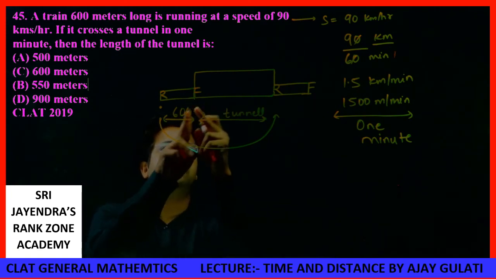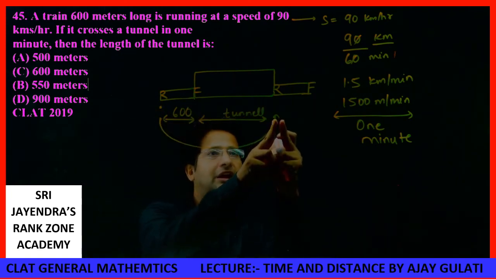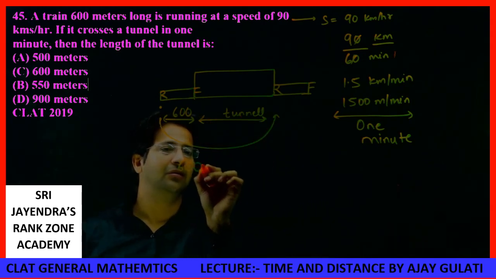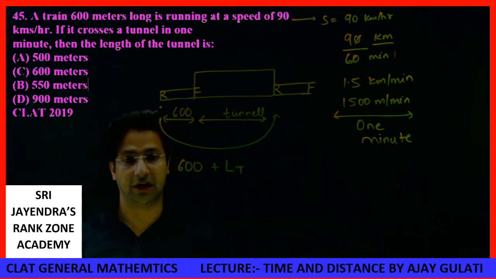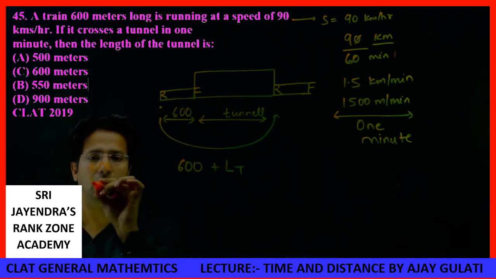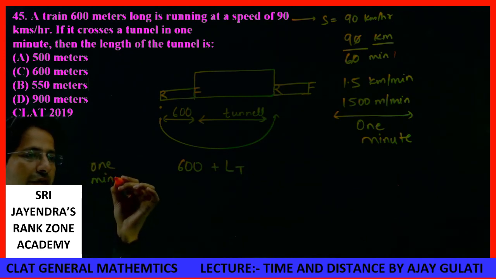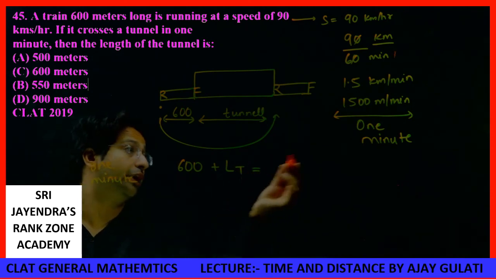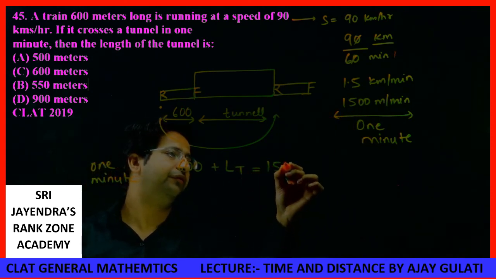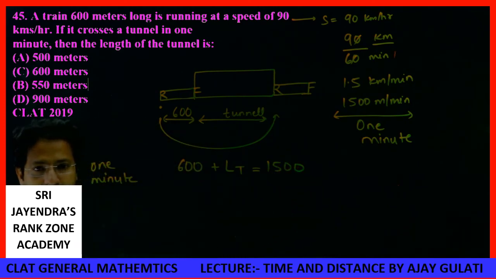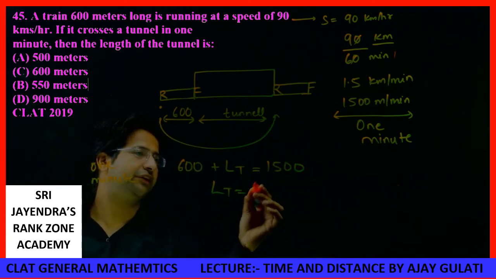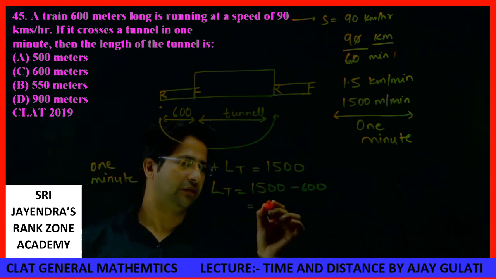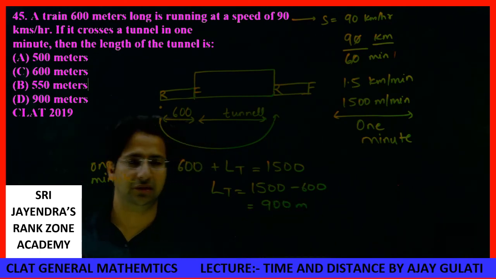Let's say the rear end moves from here to here in 1 minute. That is 600 plus the length of the tunnel in 1 minute. All this is happening in 1 minute. Now this is equal to, we already know in 1 minute the train moves 1500 meter. So what is the length of the tunnel? The length of the tunnel is 1500 minus 600, which is equal to 900 meter.